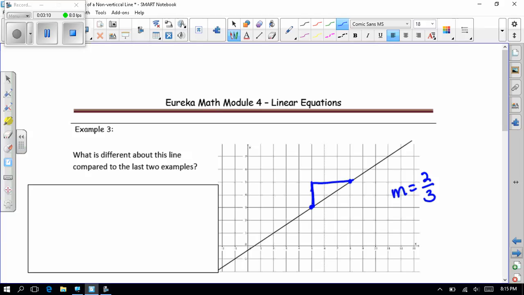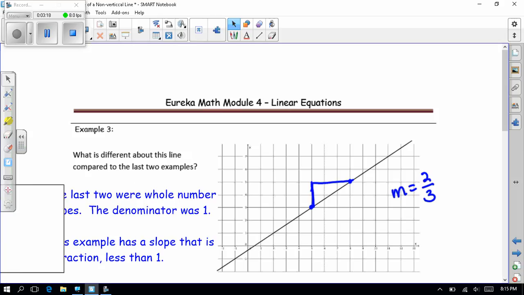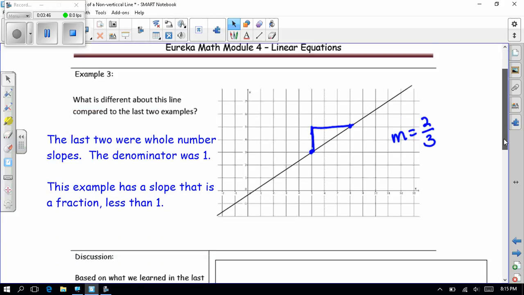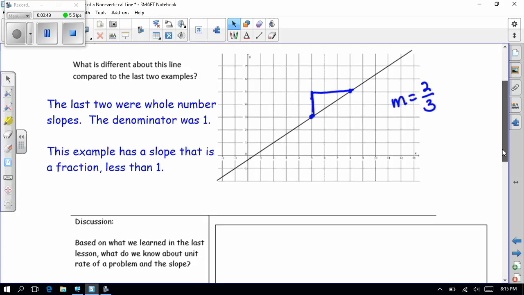The question it's asking is, what is different about this line compared to the last 2 examples? So hopefully you recognize that the last 2 examples, we could actually perform the division and get a whole number, whereas this one is going to remain a fraction. I wouldn't want to do this division and have a repeating decimal or anything like that, because it's much easier to count the slope if it's in a fractional form. You know, having it be the 2 over the 3 versus if I had multiplied this out and gotten a repeating decimal or a decimal or mixed number, something like that. So I want to leave it a fraction unless it's going to be clean and give me a whole number.